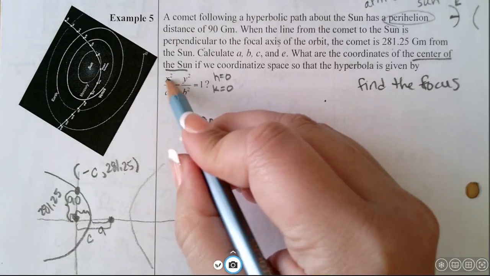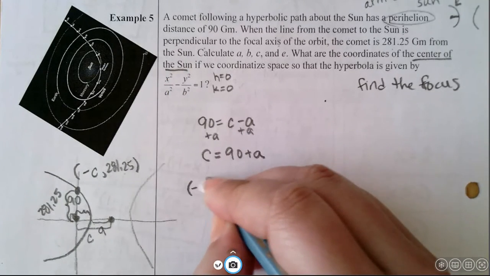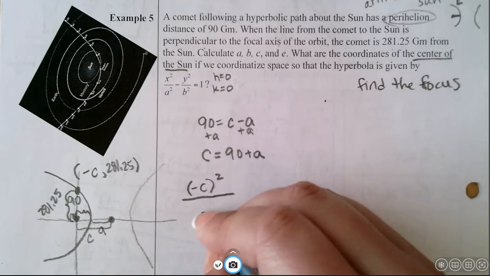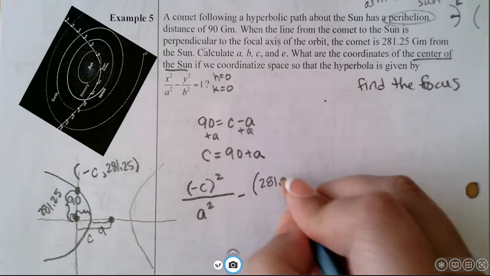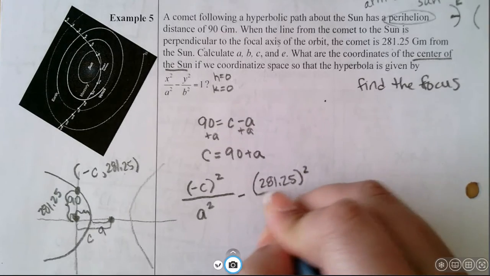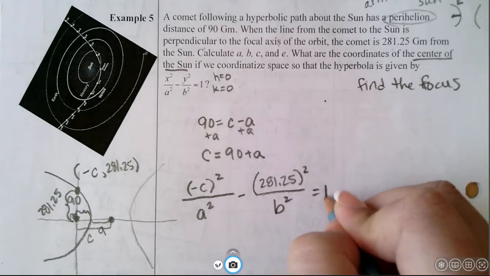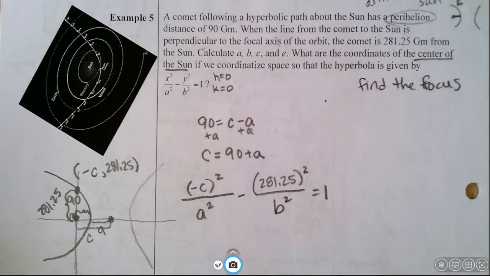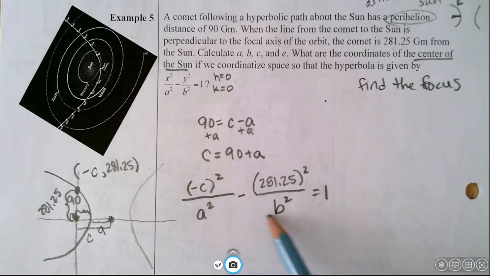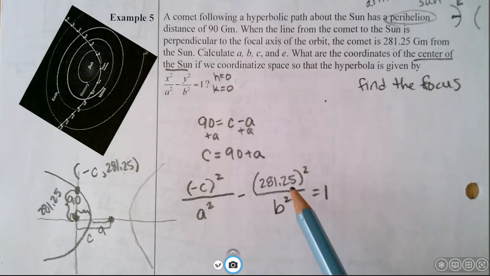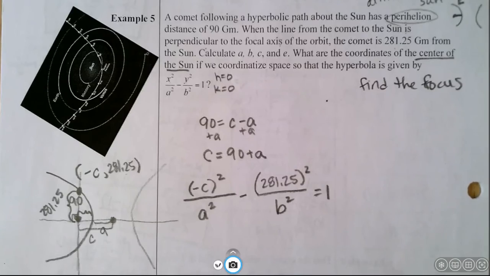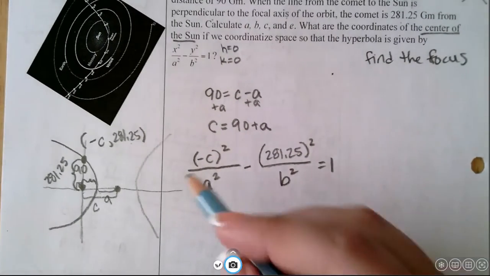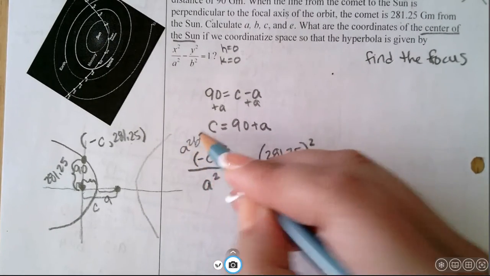So we can substitute here negative c squared over a squared minus 281.25 squared over b squared equals 1. So in order to solve for a, b, and c, let's try isolating the number. In order to do that, let's clear our fractions. So in order to clear our fractions, we want to multiply everything by a squared, b squared, which is our LCD.